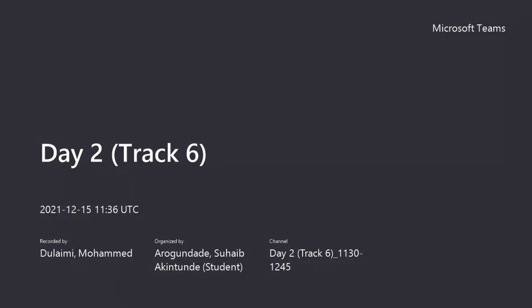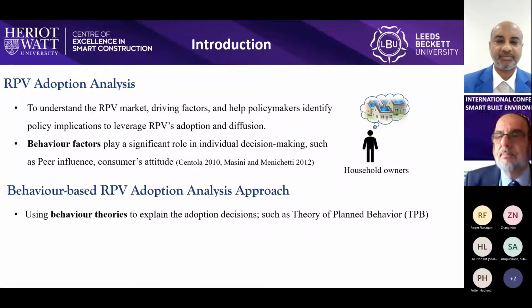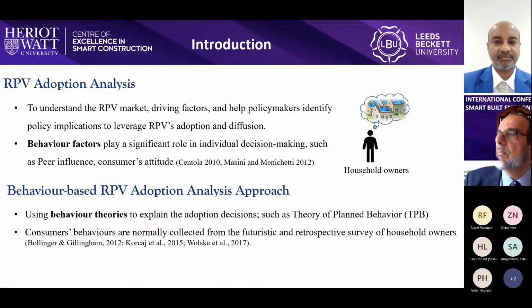RPV adoption analysis approach is developed to facilitate the analysis. Normally, researchers apply different behavioral theories to explain the adoption decisions, such as theory of planned behavior. Researchers collected and processed data from the survey to get the findings.